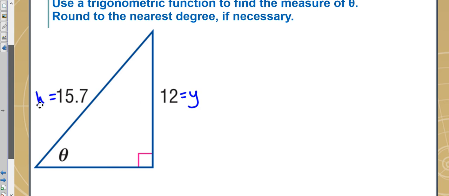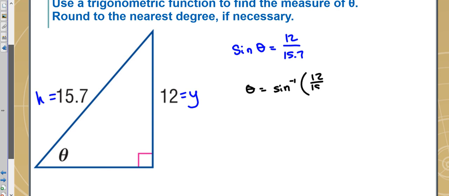So h is always silent. Which one has the y? Sine has y; cosine has x; tangent is y over x. Well, it's sine. That means that sine of theta is the same thing as y over your silent h, which is 15.7. So if I needed to find theta, the way to get rid of sine is to do the inverse. So theta would equal sine inverse of 12 over 15.7.